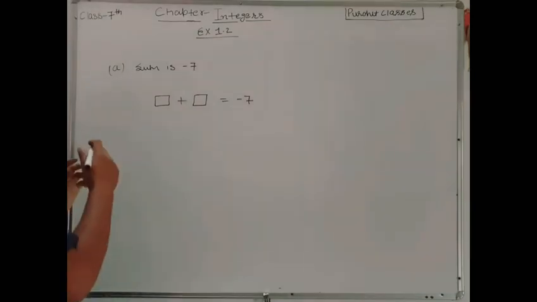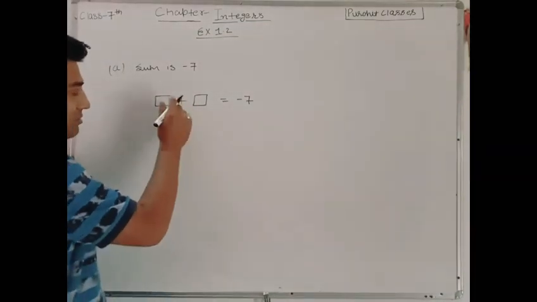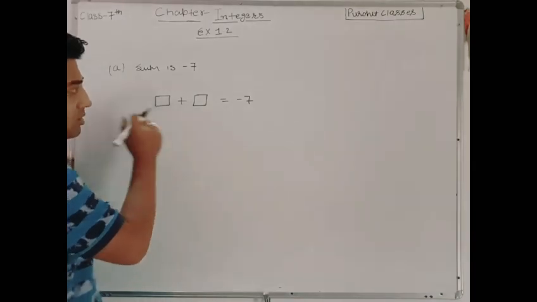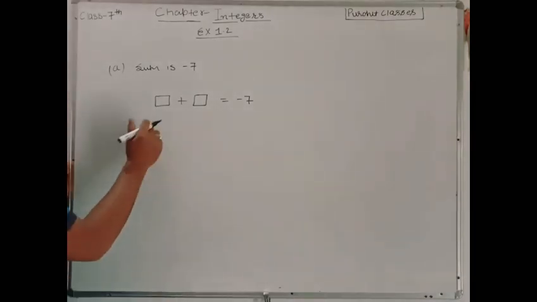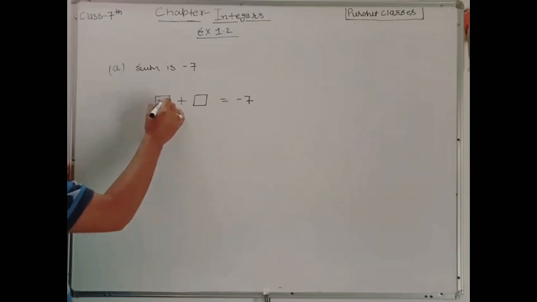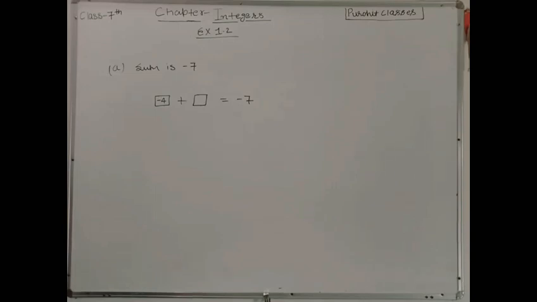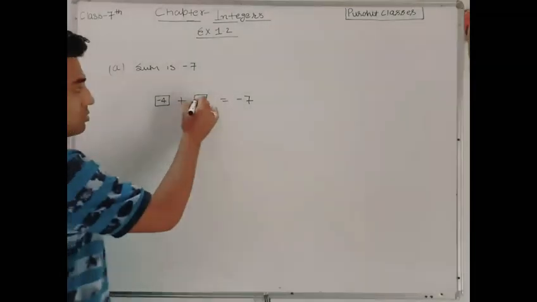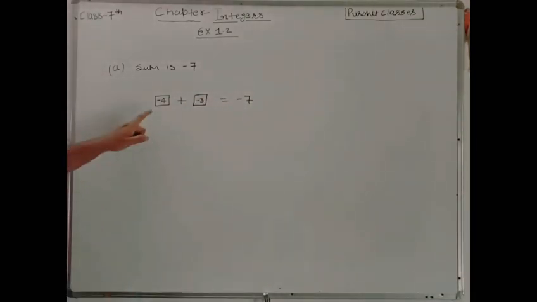It means if I think about any two integers, a smaller and a greater, then the greater should be negative. So let me think about -4, getting or not? Now let us use our mind. What should be added in -4 to get -7? Obviously -3. So because this situation satisfies, -4 and -3 are the integers whose sum is -7.